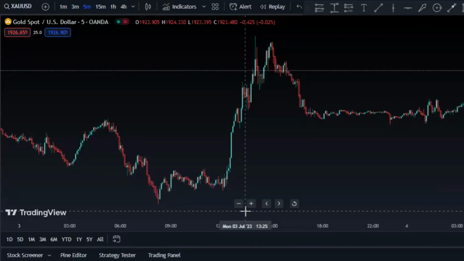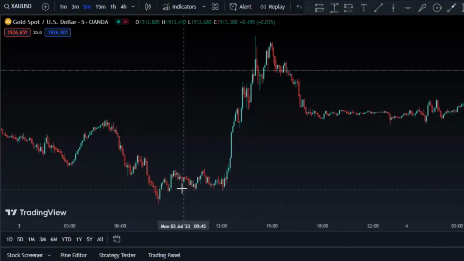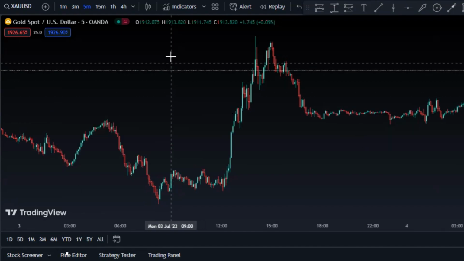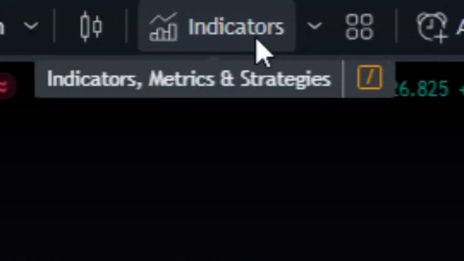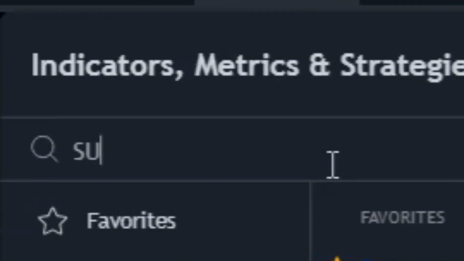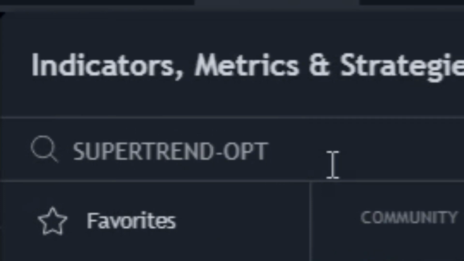Alright, so the platform we're gonna be using to teach this strategy is called tradingview.com. Once you're in a chart, head over to the indicator section and type in super trend optimized exit and add that indicator to the chart.